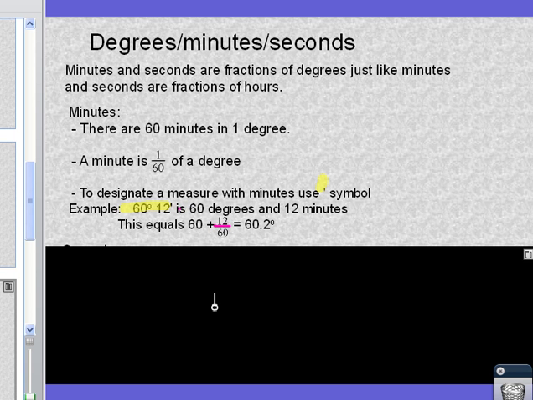Why do I tell you this? Because if you're going to put it in your calculator, you need to convert it so that your calculator knows exactly how many degrees there are.